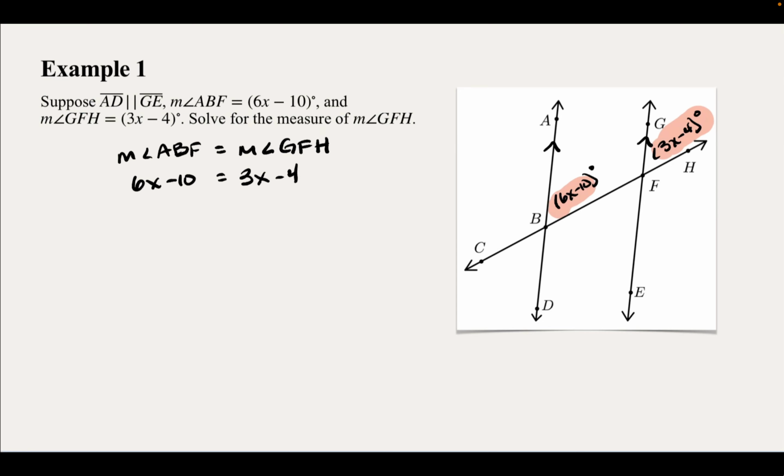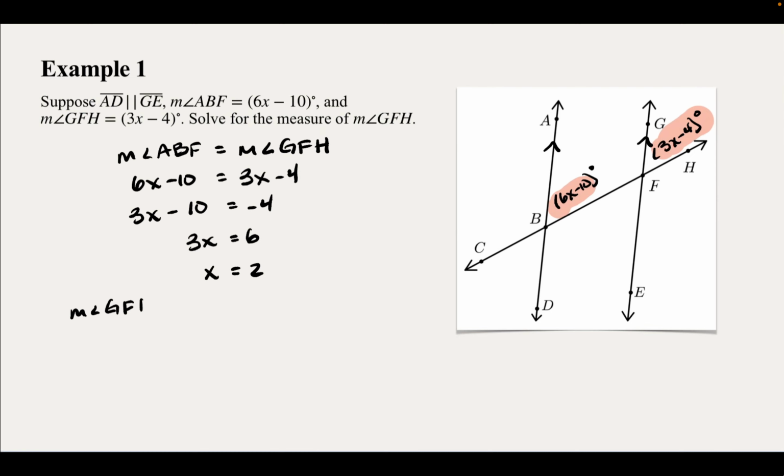I'll start off by subtracting 3x from both sides. And then I'm going to add 10. And I'll divide by 2. So I get x equals 2. Now read the problem. I'm not solving for x here. I'm solving for the measure of angle GFH. So I need to take a step and figure that out.